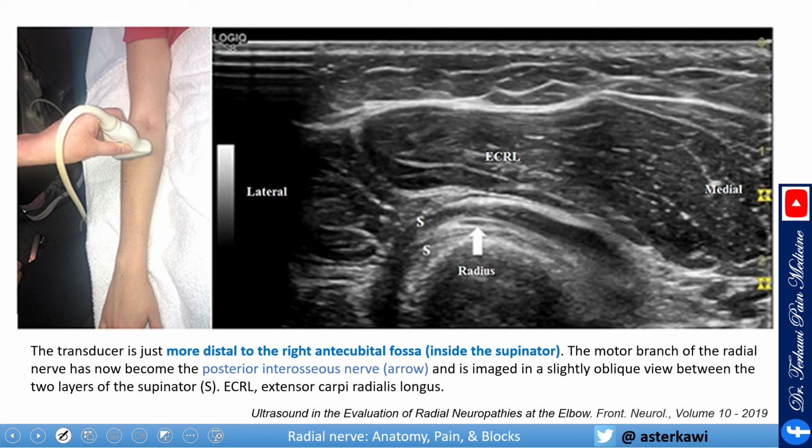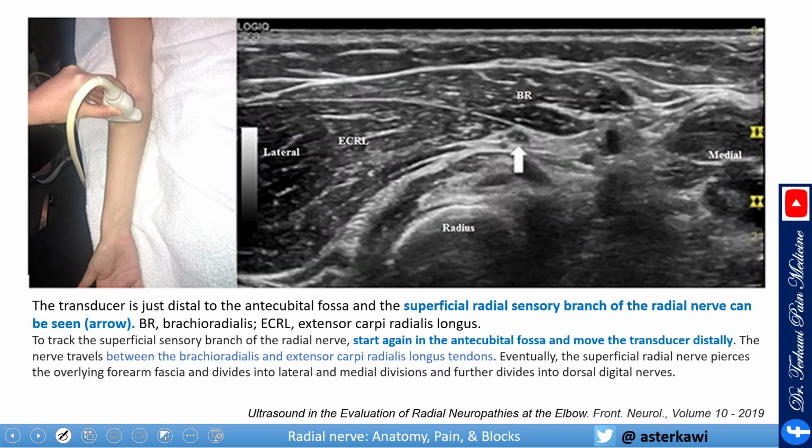It's very clear. It's between the superficial and deep head of the supinator muscle. So now it's inside, and this is where we get the supinator syndrome. And you see above it, you have the extensor carpi radialis longus. So here, I just went slightly up to chase the superficial branch.